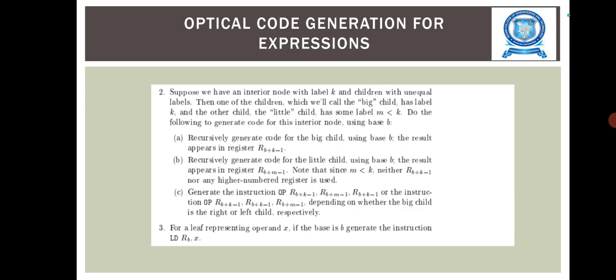Suppose we have an interior node with the label k and children with unequal labels. Then one of the children, which we will call the big child, has label k, and the other child is the little child. Recursively generate code for the big child using base b. The result appears in register R(b + k - 1). Generate the instruction OP R(b + k - 1), R(b + k - 1), x, or the instruction OP R(b + k - 1), x, R(b + k - 1), depending on whether the big child is the right or left child, respectively. For a leaf representing operand x, with base b, generate the instruction LD R(b), x, where LD represents load. Thank you.